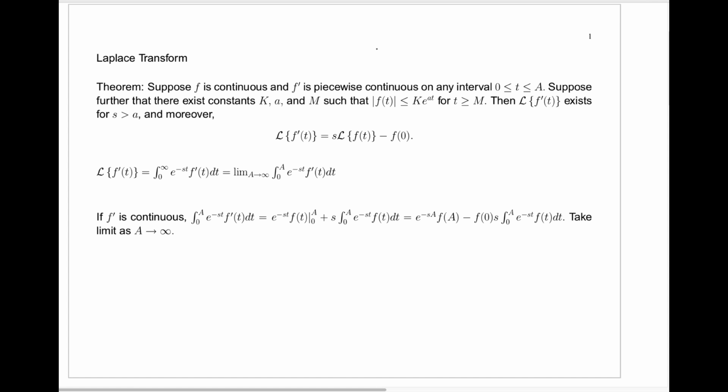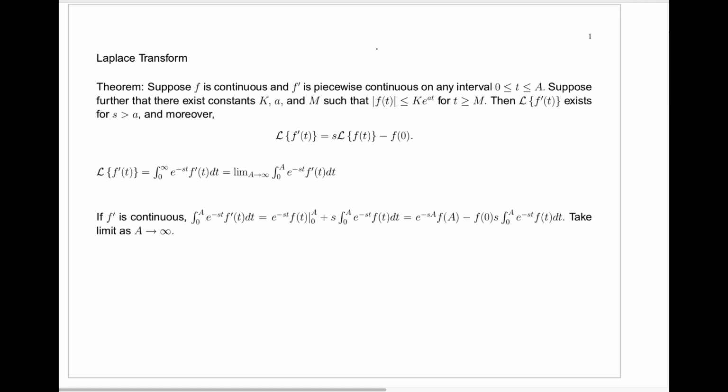Today we're going to talk about using the Laplace transform to actually solve differential equations. Of course, in order to do that, we need the one really important property of Laplace transforms, which is that the Laplace transform behaves very nicely when it comes to applying it to the derivative of a function. So let's see how that works.